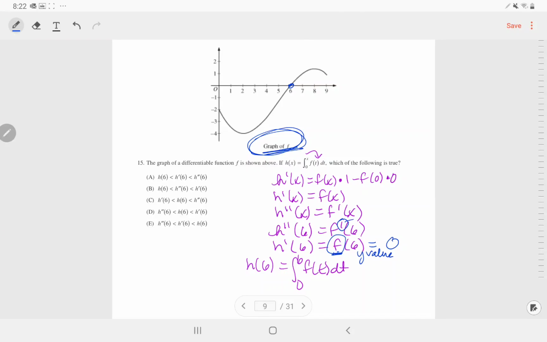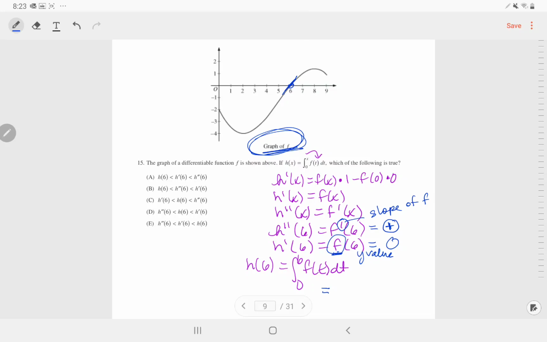Now, f prime on an f graph means the slope of f. Now, I know it's the second derivative of h, but h isn't shown. So it's the slope of the f graph. The slope of the f graph, I can't tell, but it looks positive at the moment. We'll have to pinpoint it if we need a better decision than that.